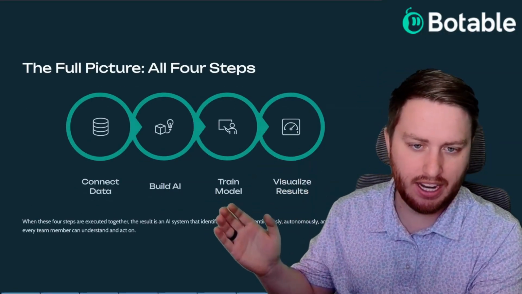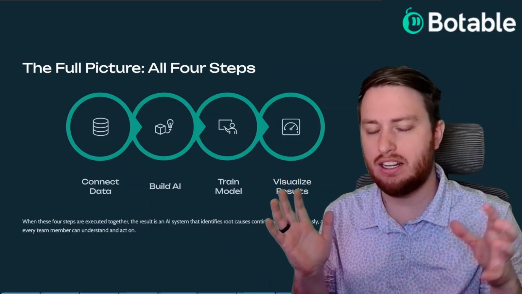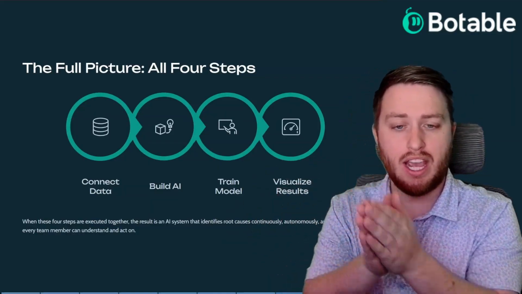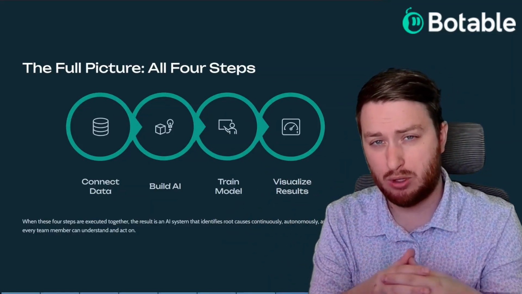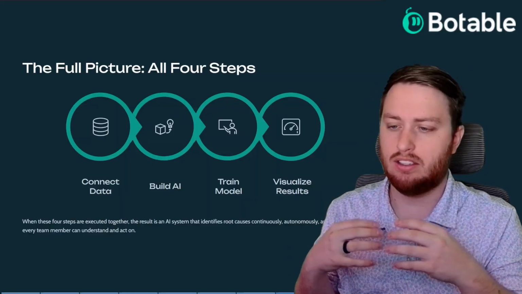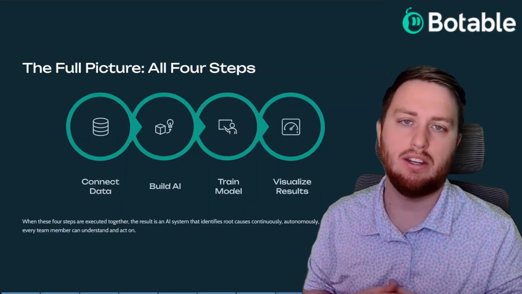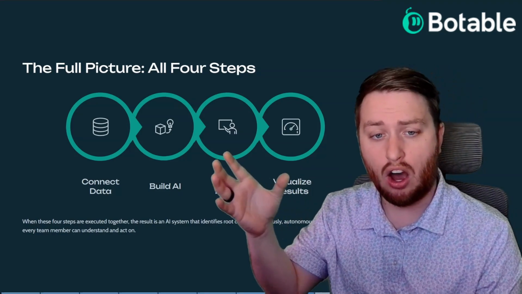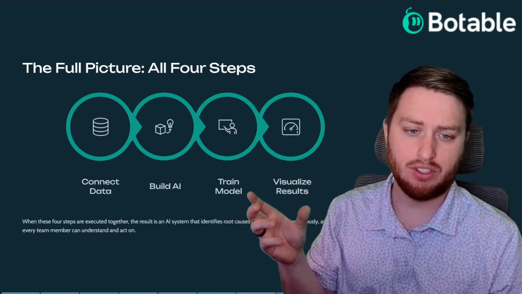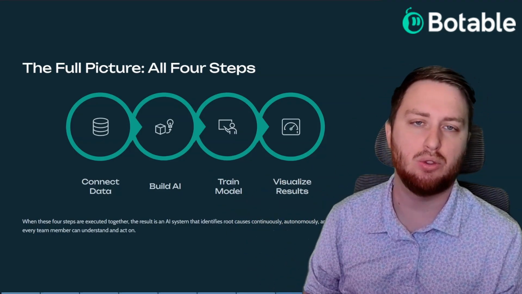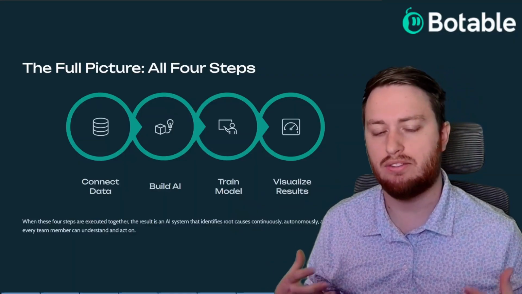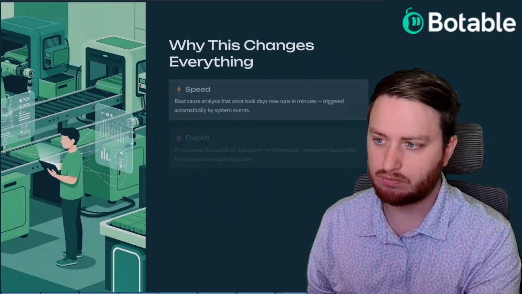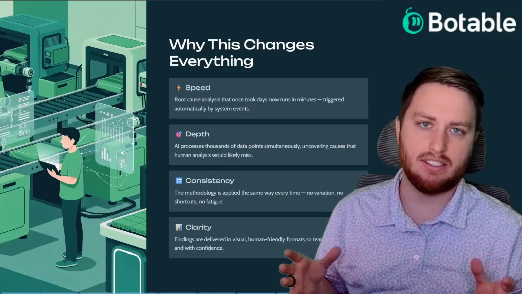So connecting data, you have all of the data in your organization, you build the AI in whatever platform you want, following specific guidelines and rules that your industry may have. And then you train that model, that AI, on the five whys method, setting it up for success, and then teach it how to visualize those results and give you stuff that you can really take action on. So why is this so special?